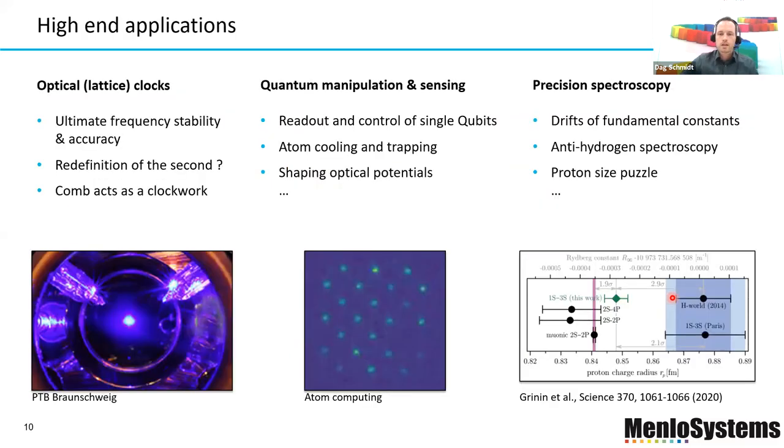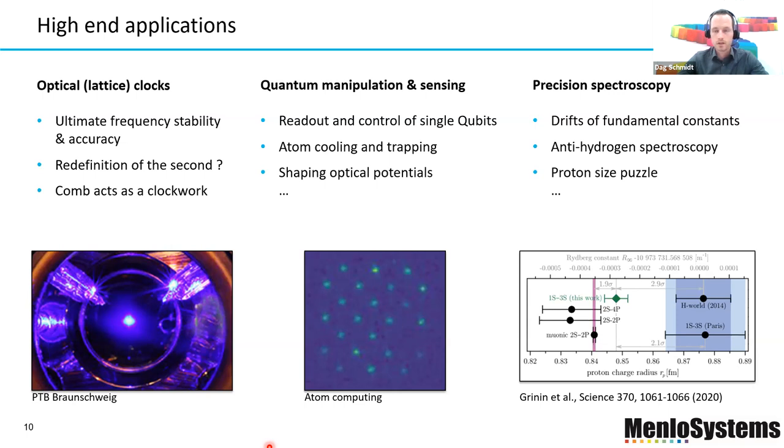So here are a few examples of these high-end applications. Well, I will talk especially about the optical lattice clocks in this talk. So they provide ultimate frequency stability and accuracy. They are the next candidates for the redefinition of the second. And the comb acts as a clockwork and also as a flywheel, as I will show you in the next slides. But also quantum technology.